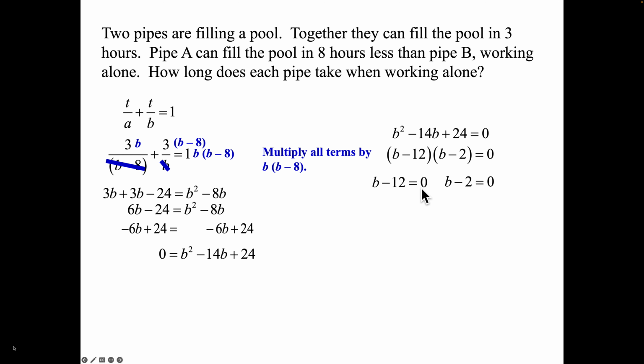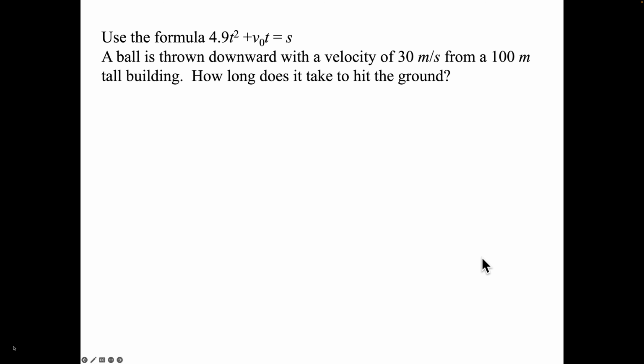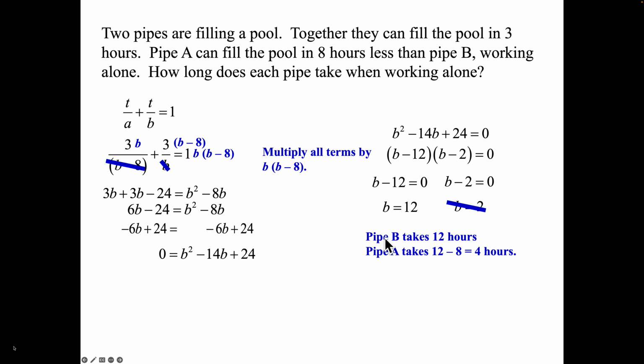So b is equal to 12 and b is equal to 2, but again, 2 cannot work because 2 is less than 3. If pipe B can fill that pool in 2 hours, then there's no way they would have been 3 hours working together. So that's unreasonable. So pipe B is going to be 12, and pipe A, b minus 8, is going to be 4 hours. So pipe B was 12, pipe A was 4 hours.